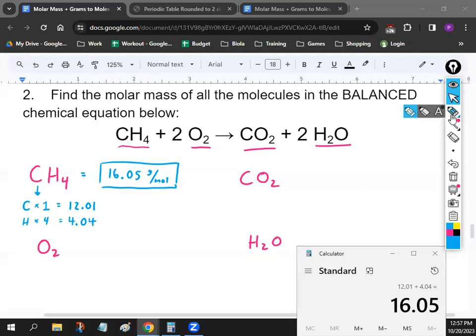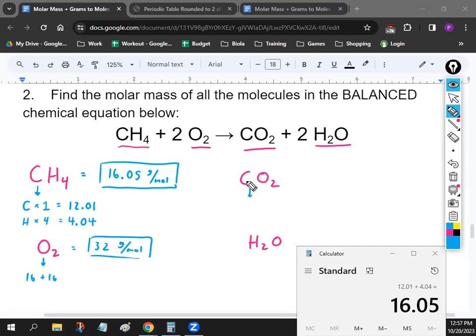Okay, so let's start with O2, just because it's super easy. If you look at oxygen on the periodic table, the molar mass of oxygen is just 16. So if there's 2 of them, 16 plus 16, and that'll give you a molar mass of 32 grams per mole. Okay. Any questions on that one? Okay, move on to the next one.